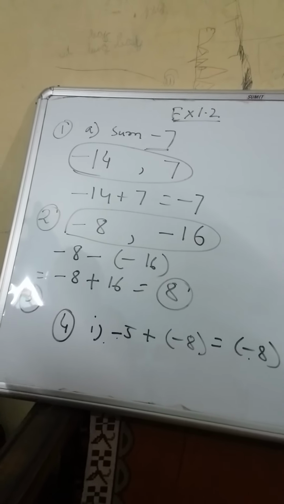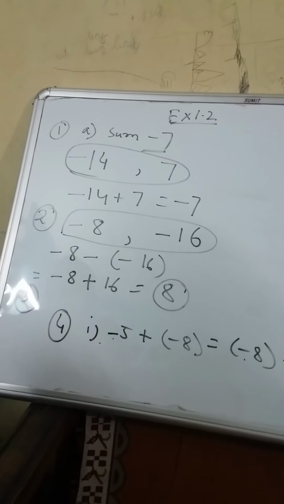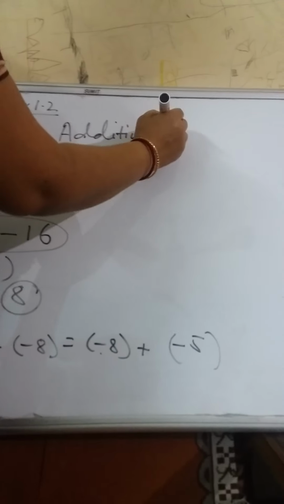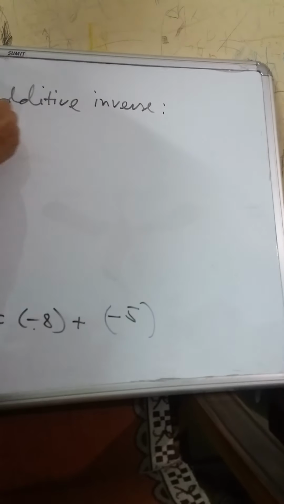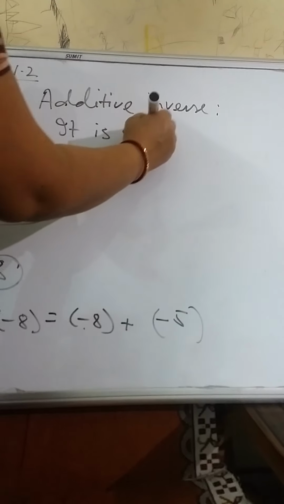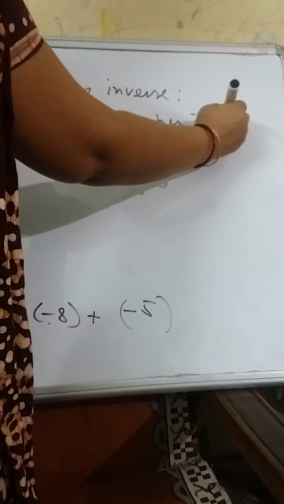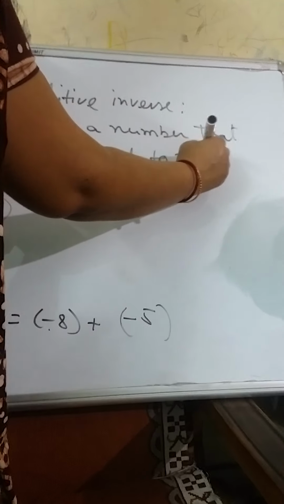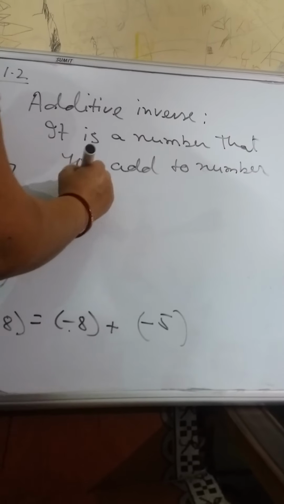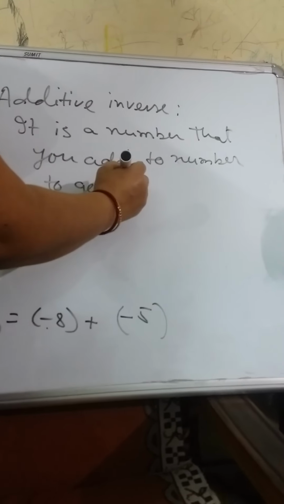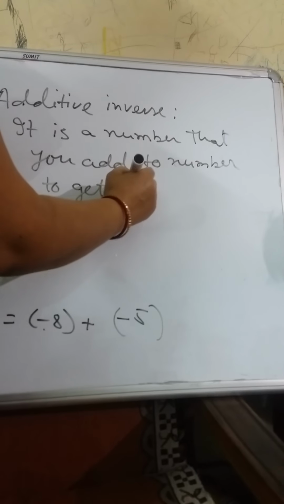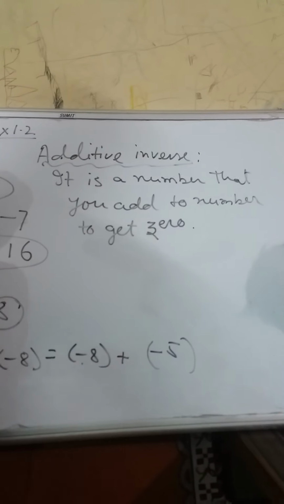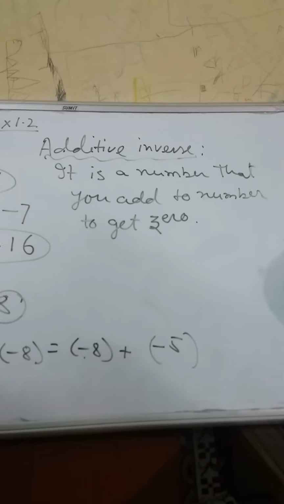And next is you note down a definition of additive inverse. Additive inverse, it is a number that you add to a number to get, so that when you add it becomes 0. Okay, you will note down this definition in your notebook. It is a number that you add to a number to get 0. Thank you.